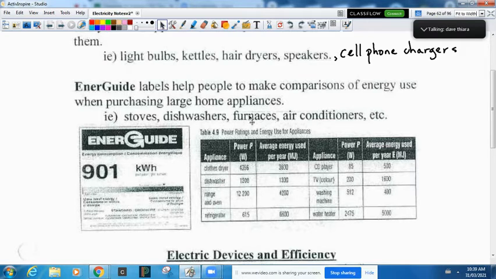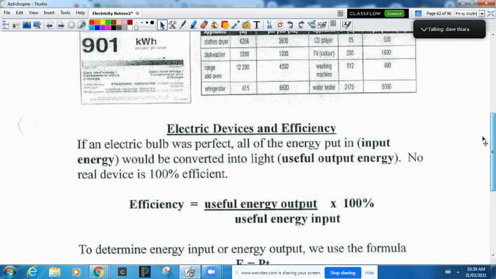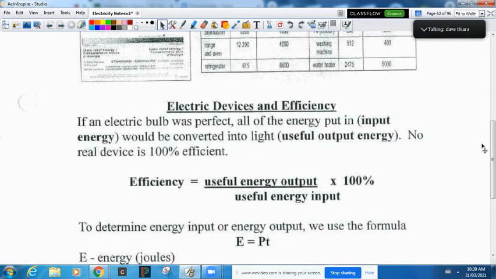Okay, and so here are some average power ratings, and then here is how many megajoules are used per year. And then, of course, there's an easy way to calculate efficiency. It's how much energy is converted into one form divided by how much energy was given, times 100. So basically, it's useful energy output divided by useful energy input times 100 with the percent sign.